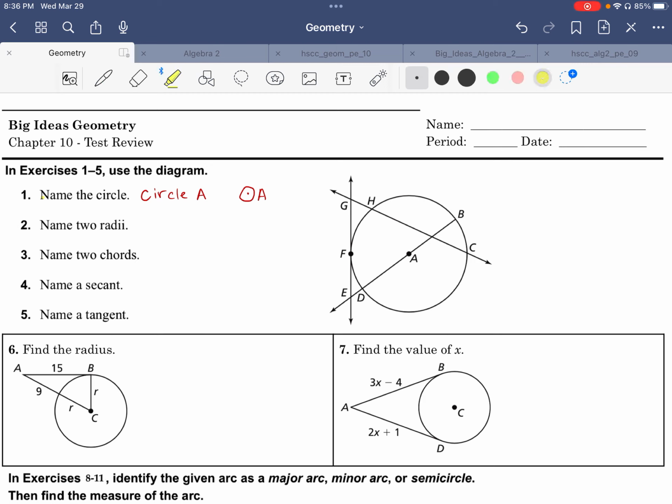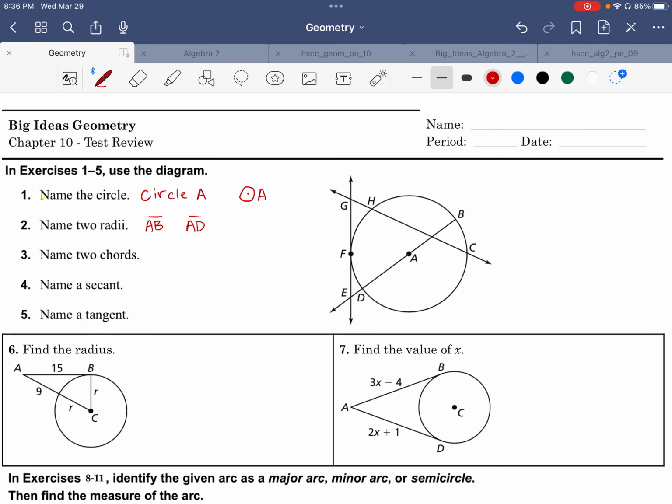Number two, name a radius. So the radius goes from the center to the outside, so you could call it AB. You could also use the one from A to D. Those would be the two radii I could use. So we'll say AB. That would be one of them. The second one would be AD. So those would be my two radii.